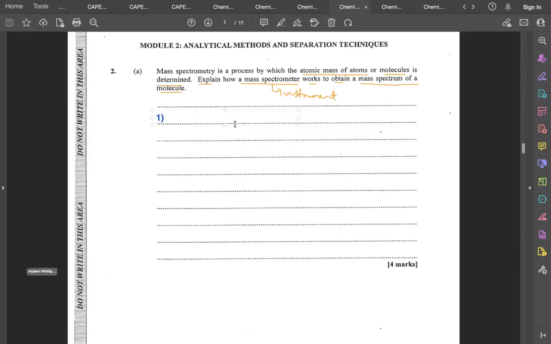So let me give you a rundown on the steps needed to do such an analysis. The first thing that we're going to do is take our sample and vaporize it. Whatever my sample is, if I have a solid sample, I'm going to put it in a vapor form. If I have a liquid sample, I'm also going to vaporize it. Once I'm in that vapor phase, what the spectrometer does is that it ionizes.